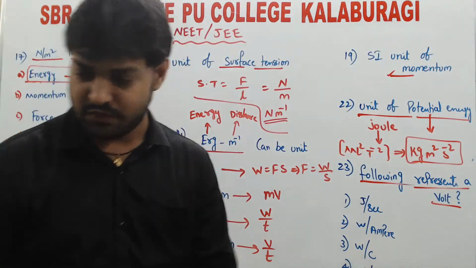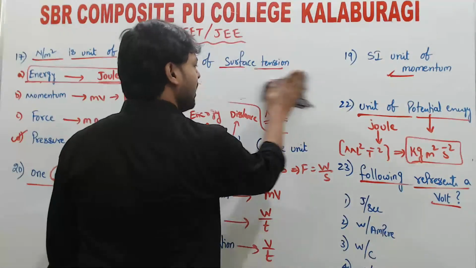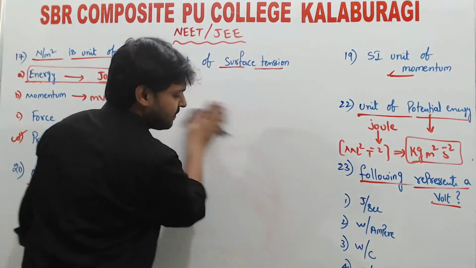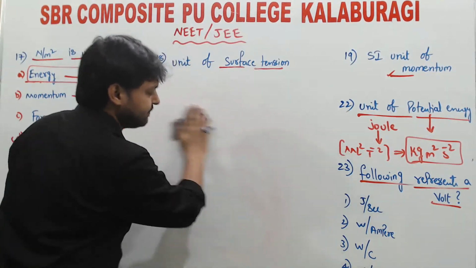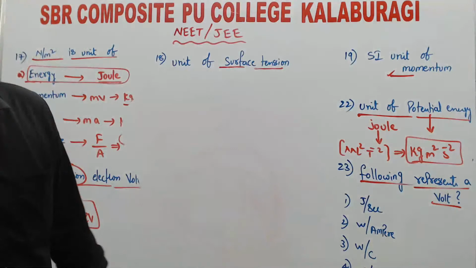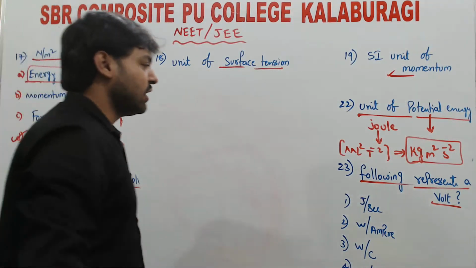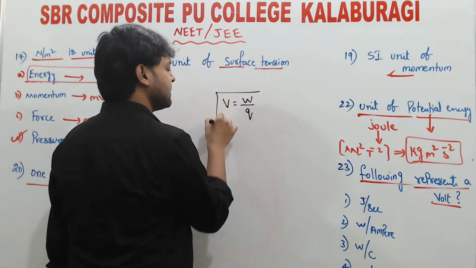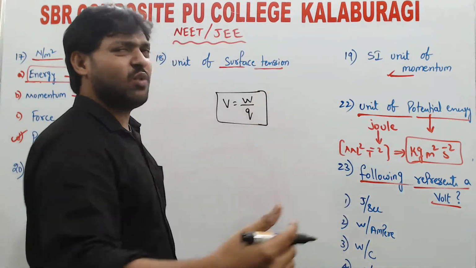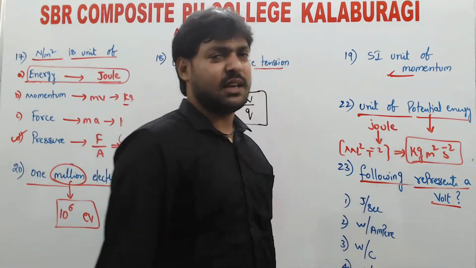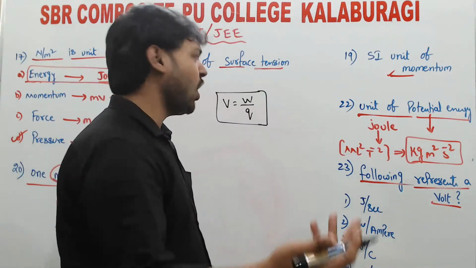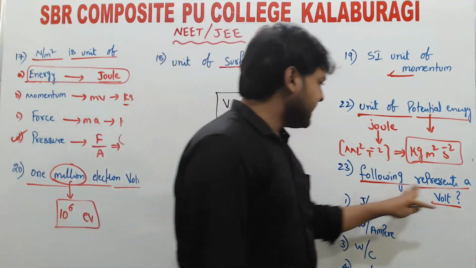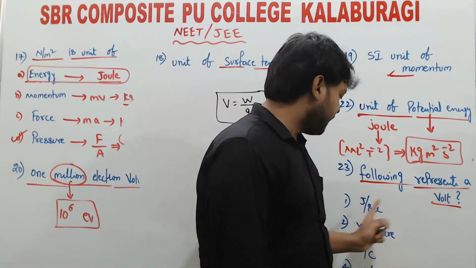Next, which of the following represents a unit of volt? I'll write a formula for volt. I think you got this in your 10th class, and you'll get it in 12th again. So unit of volt. Volt is nothing but work done per unit charge. Try to remember what you mean by work done and charge. You'll get it in the 12th, don't worry about that. If you know, well and good. Potential is nothing but work done per unit charge.